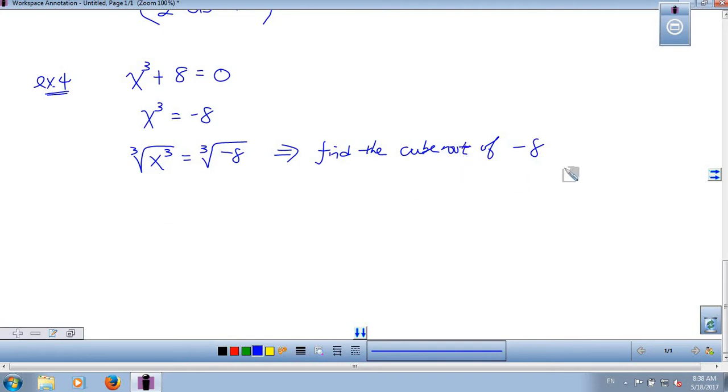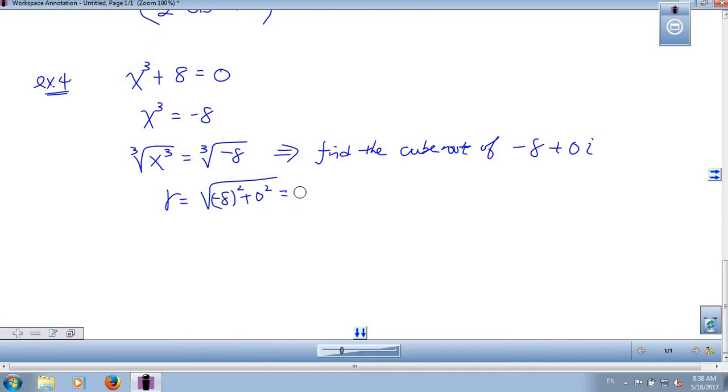So let's go ahead and convert -8 to a complex number in polar form. Okay, this is a complex number in rectangular form, right? -8 plus 0i. There's no i there, so you can see this is -8 plus 0i. So what's the radius? Well, the radius is the square root of -8 squared plus 0 squared, right? So again, it came out to be 8, right? And what about the angle, theta? Well, it's going to be arctan of 0 divided by -8.